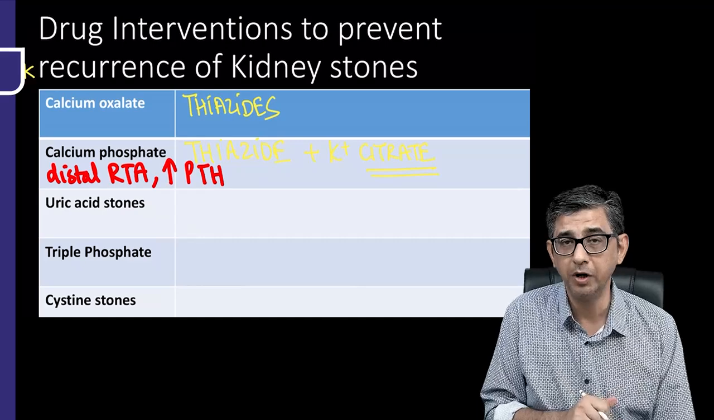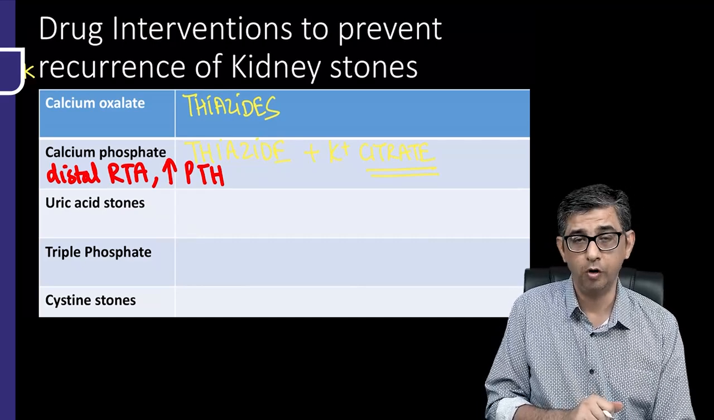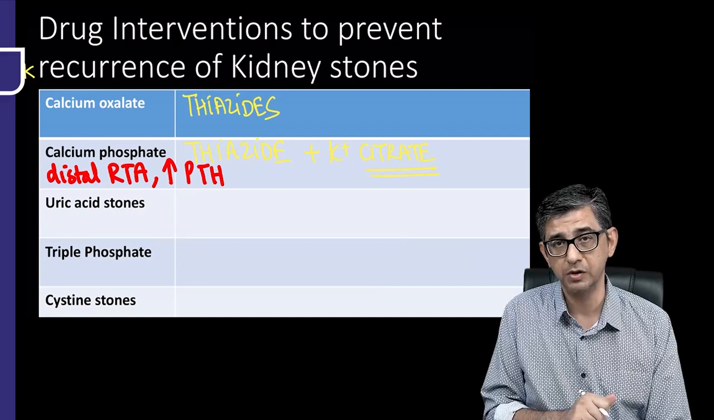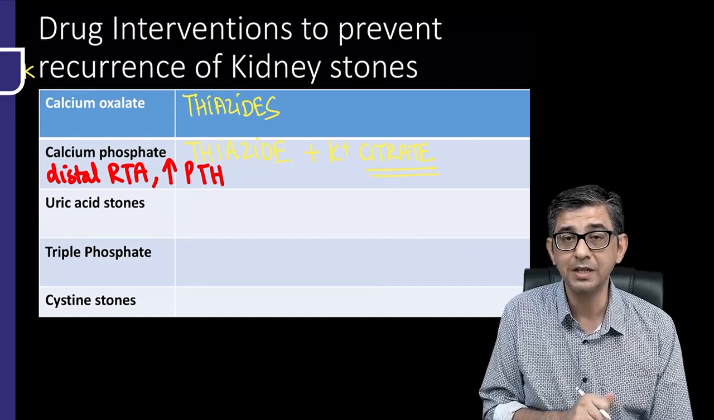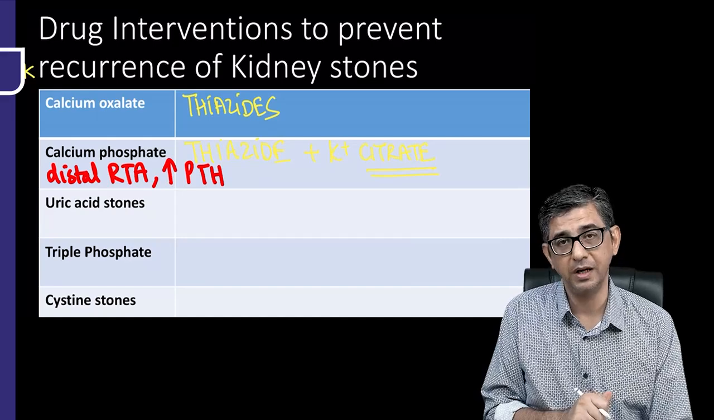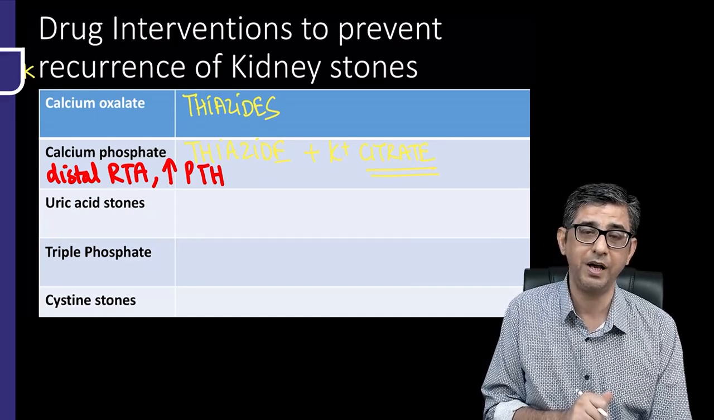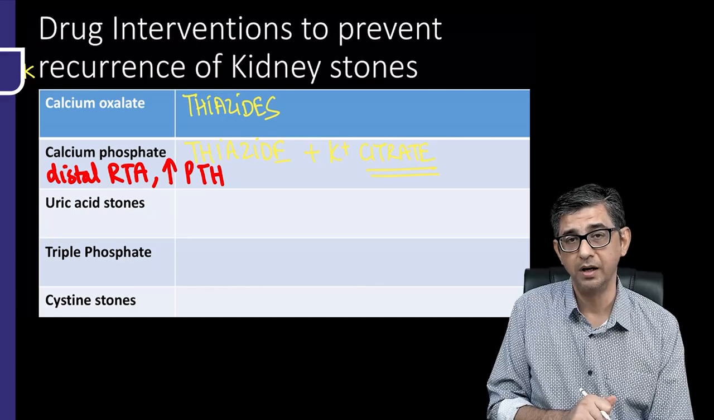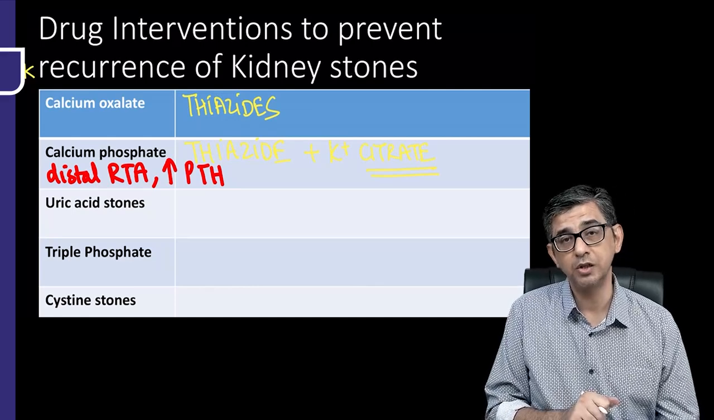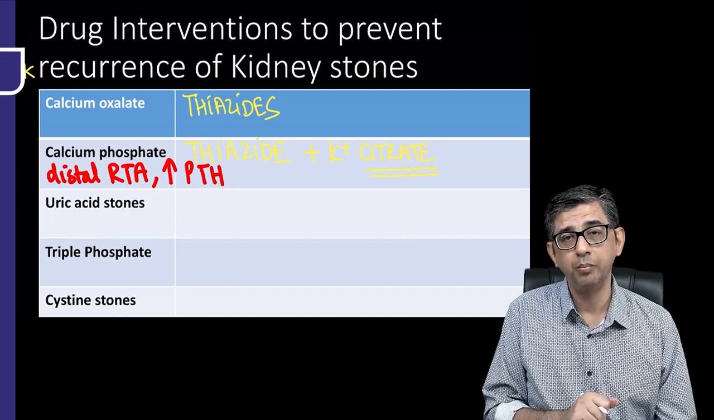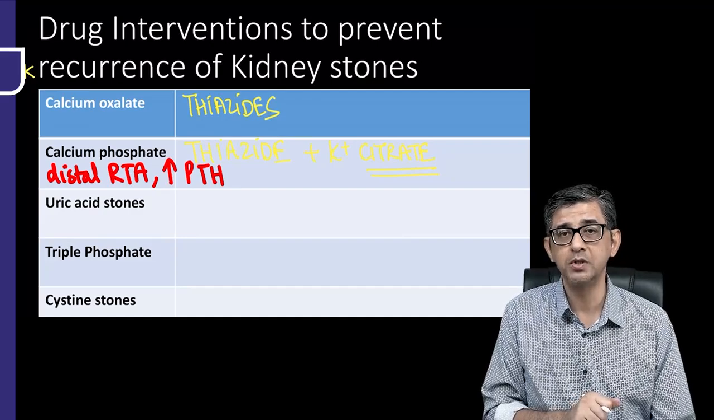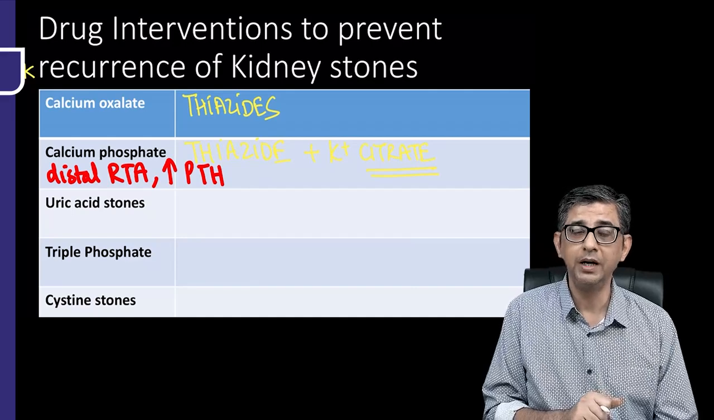Citrate is a natural inhibitor for formation of oxalate as well as calcium phosphate stones. I said it prevents crystallization. Citric acid or citrate prevents crystallization of calcium phosphate and calcium oxalate. When it comes to uric acid stones, we need to maintain a urine pH of more than 6.5 on both day and night time.